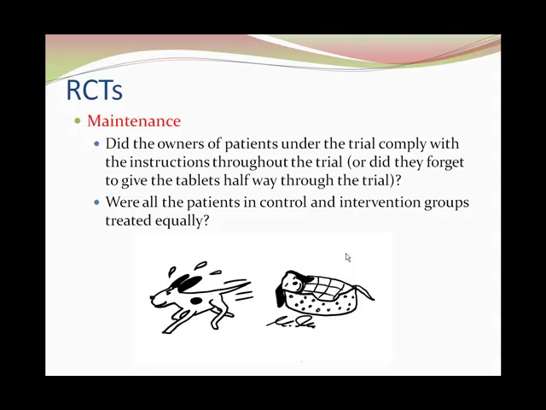Maintenance means, did the owners of the patients under the trial comply with the instructions throughout the trial? Or did they just forget to give the treatment halfway through? And also, were the patients treated equally? Some patients may have been, say, endurance horses, and another group may be stud horses. And actually they don't live similar lives, they may not have the same metabolism. So you need the patients, in all groups, to be treated equally.